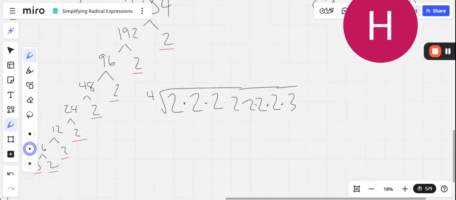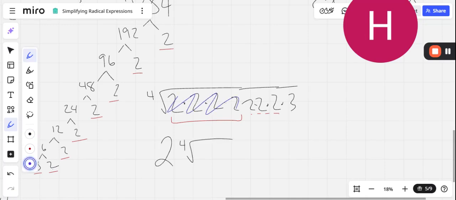How's that going to simplify? Well, we have enough for one battle, but we don't quite have enough for the second battle. So 2 is going to come out, and then we're left with the 4th root of whatever scraps are in there. We just multiply them all together. So we're not going to worry about these. We're going to have 2 times 2 times 2 times 3.